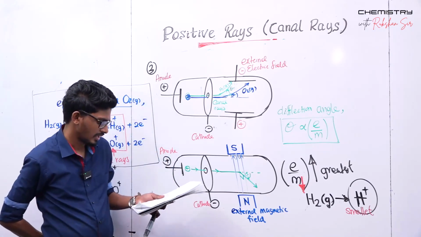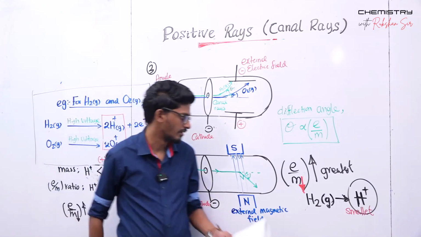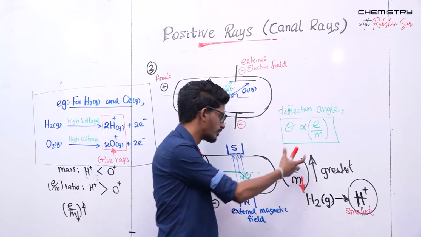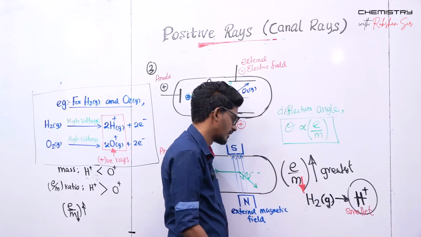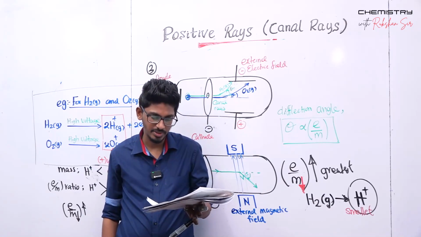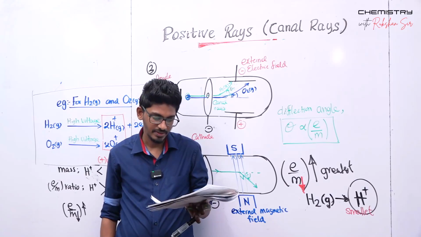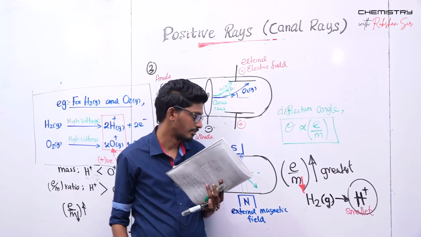When there was some hydrogen gas in the tube, the greatest e/m ratio is obtained. That means the lightest mass is obtained. So the mass of any other positive ray particle is a multiple of the lightest positive particle. Therefore, it should be a subatomic particle.